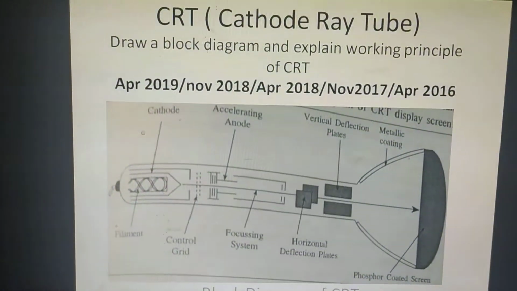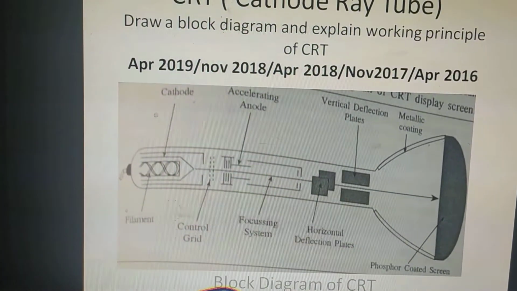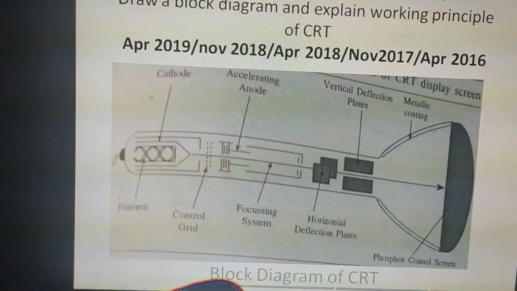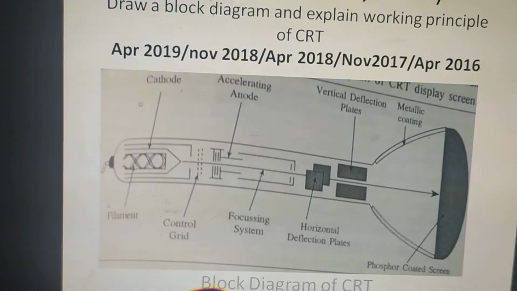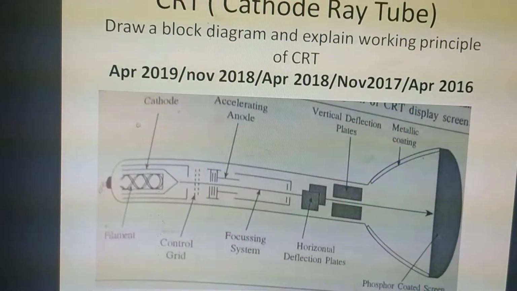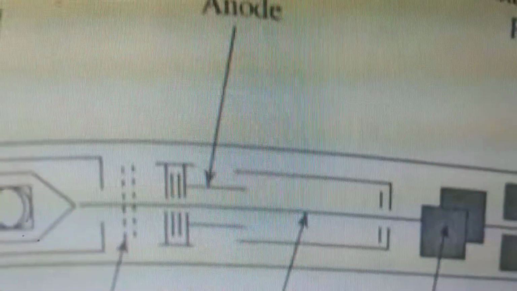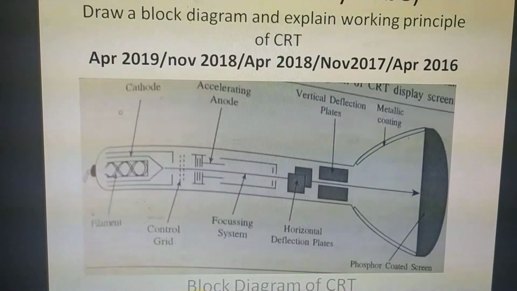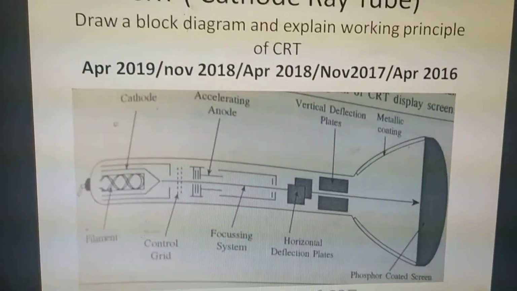See, when the control grid increases the number of electrons, the electrons may not have enough power to reach the phosphor coated screen. Okay, so it may fall down, or it may lose strength and may not reach the phosphor coated screen. So what happens? The accelerating anode will increase the speed of the electrons, and then the next thing is the focusing system.